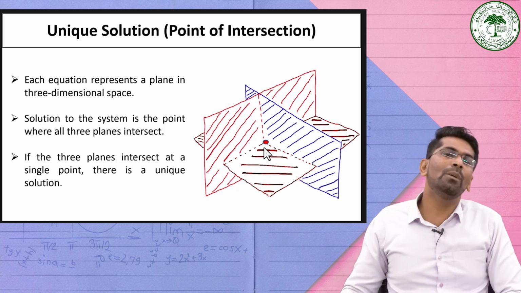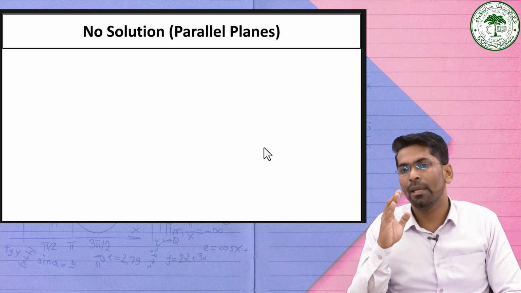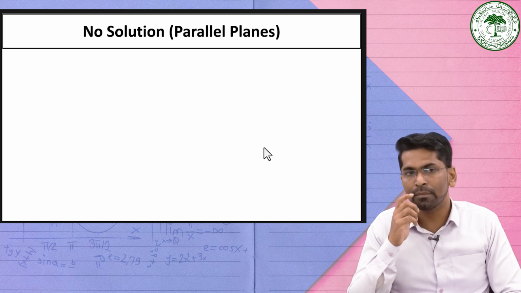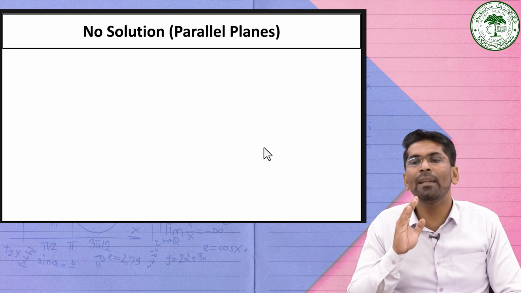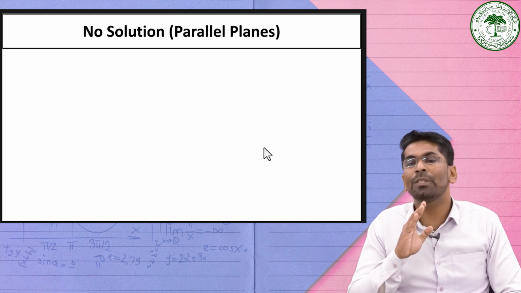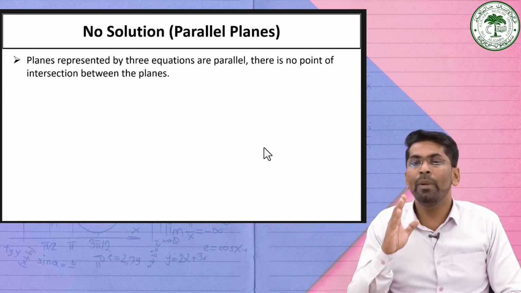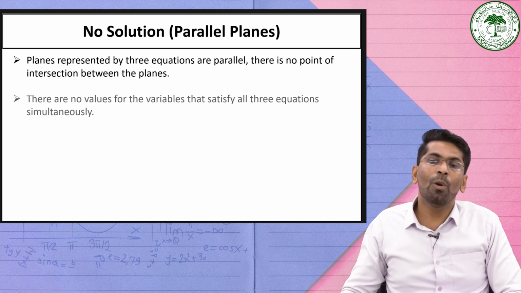Now there is another possibility: no solution, when we have parallel planes. If the planes are parallel, then we will not have any solution. If you have a system of three linear equations with three variables, and these equations are represented as parallel planes, that means there is no point of intersection between the planes. This situation implies that there is no value for the variables that satisfies all three equations simultaneously.